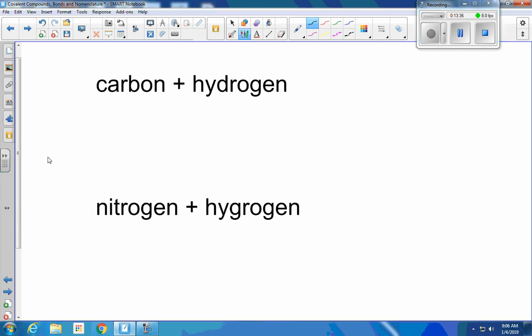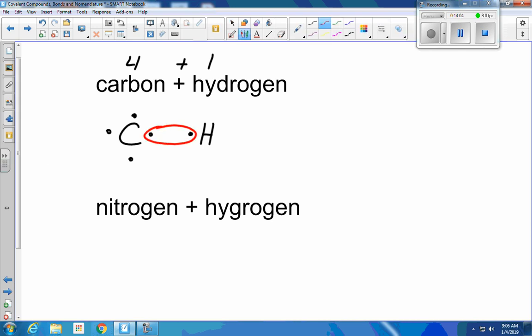Now, let's try carbon here. Carbon has how many valence electrons? 4. And we know hydrogen has 1. It's an odd number. Probably not going to work. We're going to have to make some adjustments here. So carbon has 4 valence electrons. Hydrogen has 1. How many more hydrogens do I need?